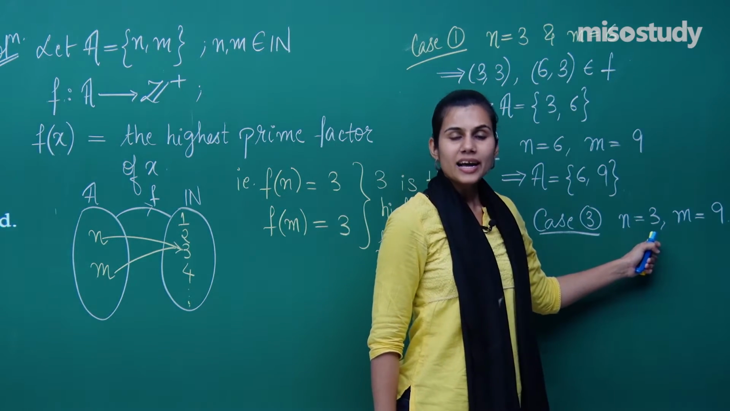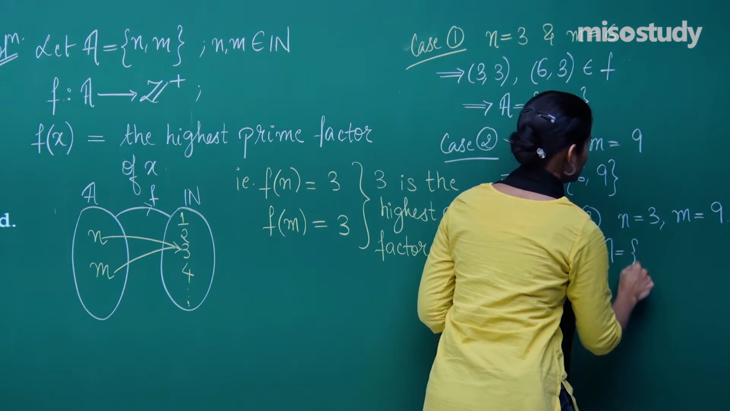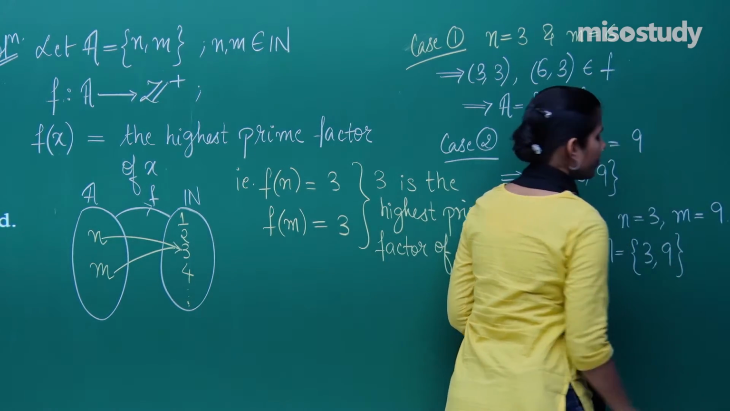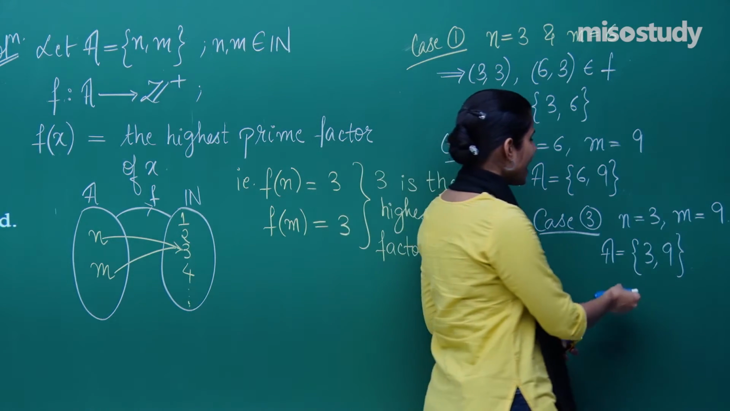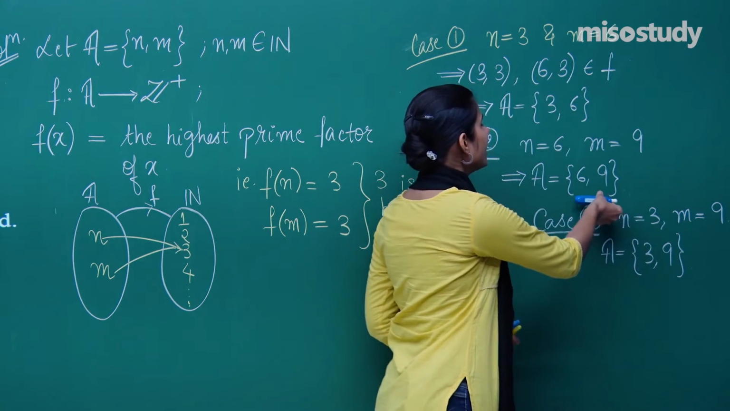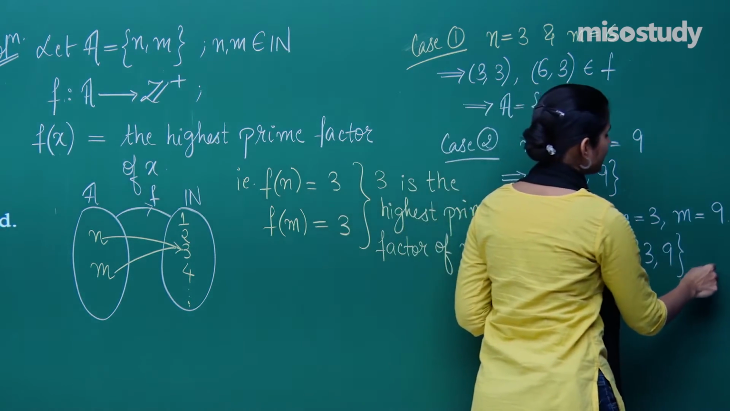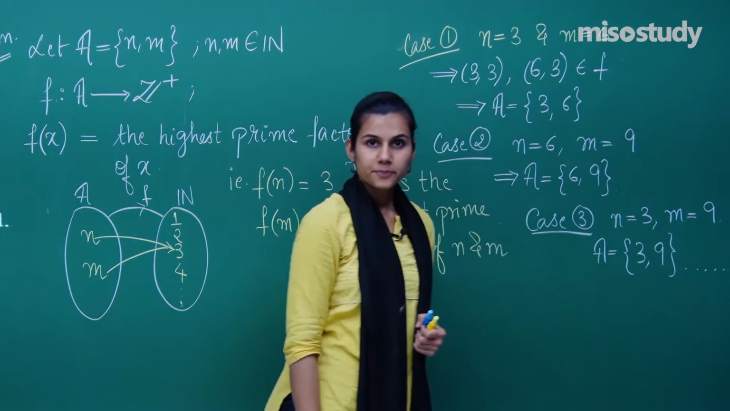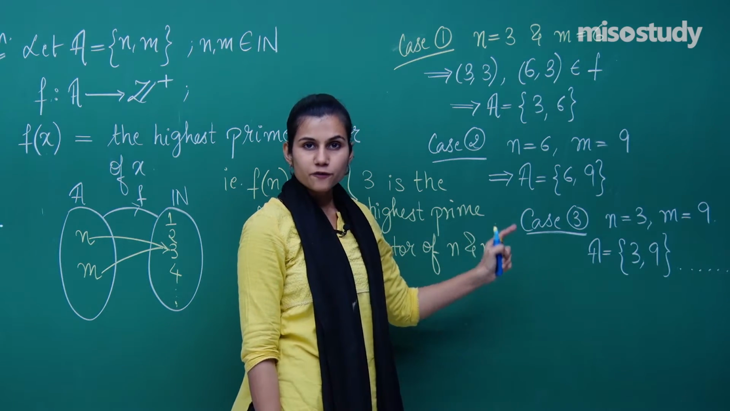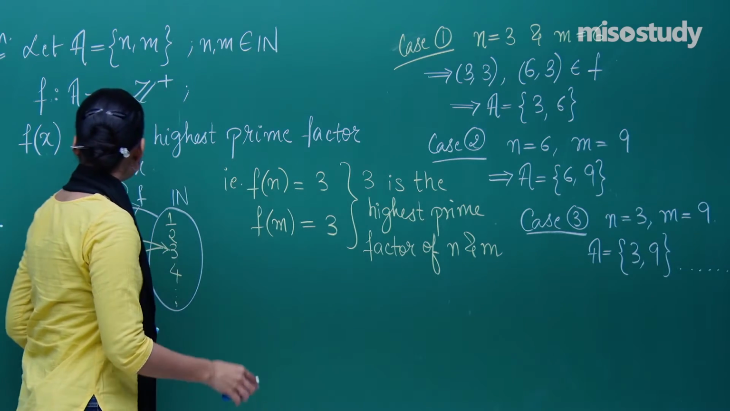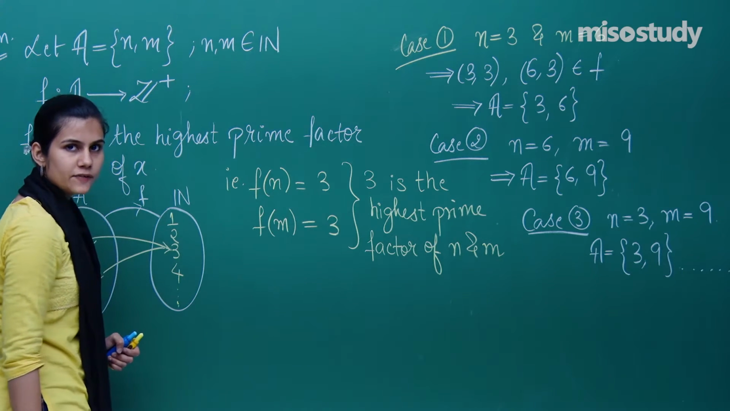Because 3 is the highest prime factor of 3 and 9, A can be equal to {3, 9}. That is why I can have A to be this also, this also, and this also. In fact, this list can go on. That means there are very many A's which I can form, which if kept as the domain of this f are going to give this kind of behavior.